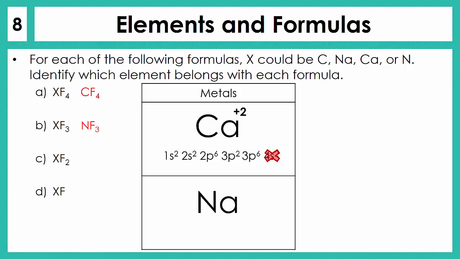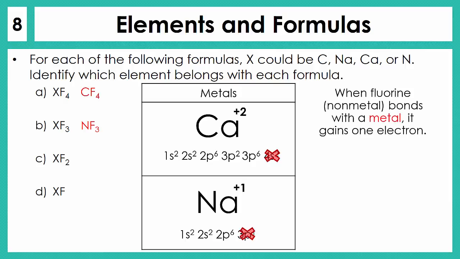So that means calcium would form a +2 charge if it were to form a bond. Sodium has 1 electron in its 3rd energy level, so if it lost that 1 electron, the 2nd energy level has a full octet. So sodium's going to react by losing an electron, making its charge +1.